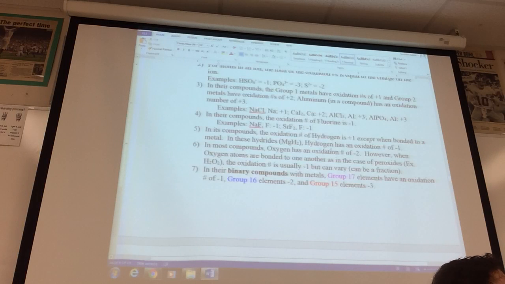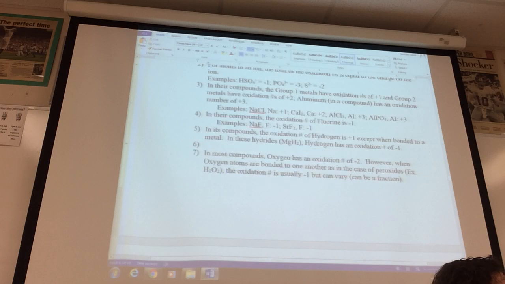This was the one that you mentioned early on, Shannon. Hydrogen is typically +1, except if you have a hydride. In a hydride, you have a metallic cation followed by the H. So let's look at some examples here.